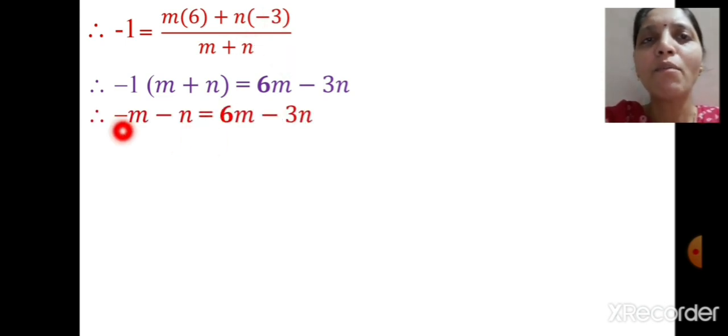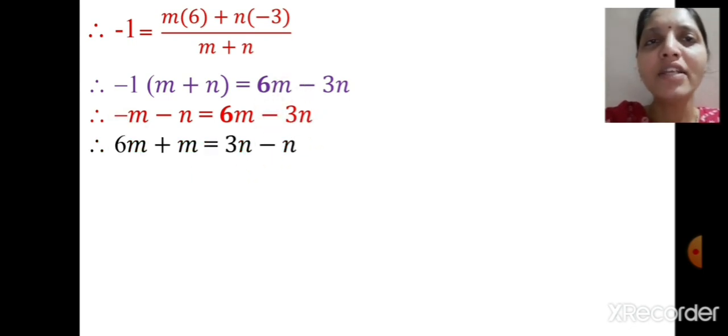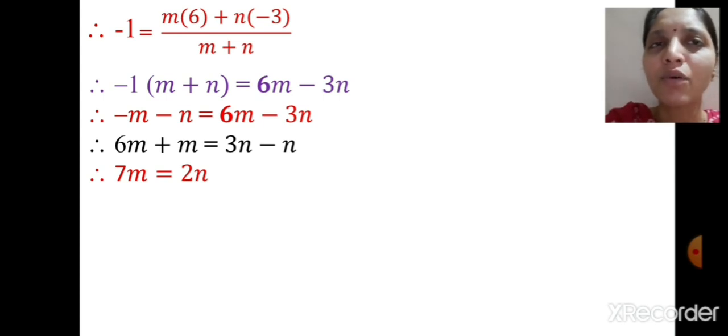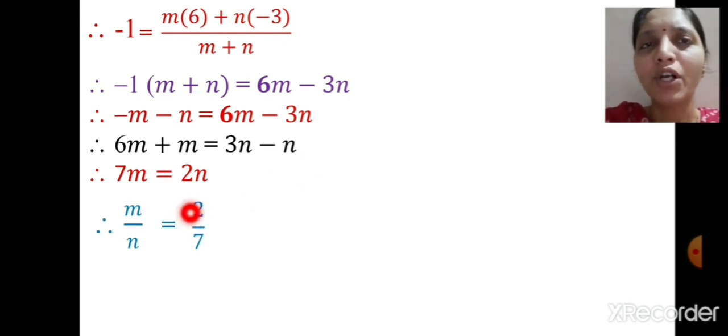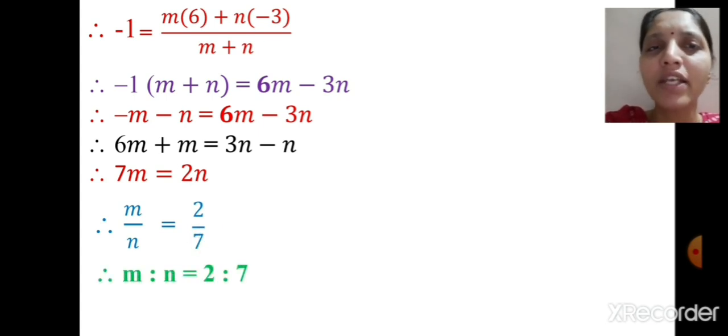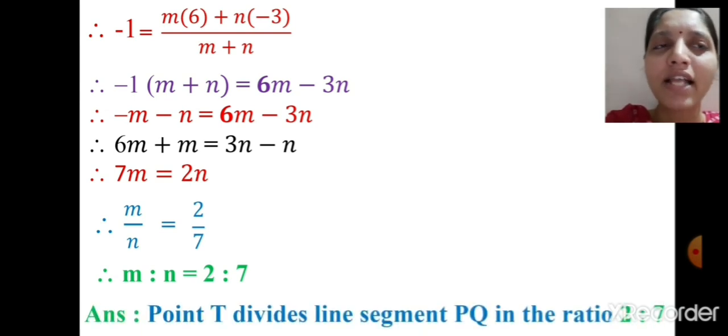That is equal to minus m minus n, that is equal to 6m minus 3n. Now shift this m to this side and this 3n to other side. You will get 6m plus m is equal to 3n minus n. That is equal to 7m is equal to 2n. Therefore, m upon n is equal to 2 upon 7. So that will be your ratio. Therefore, m is to n is equal to 2 is to 7. So your final answer is point T divides line segment PQ in the ratio 2 is to 7.